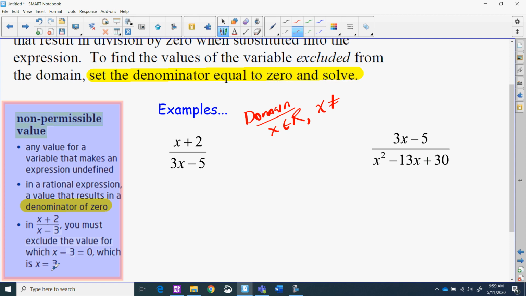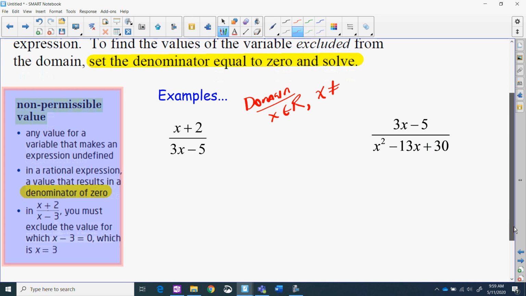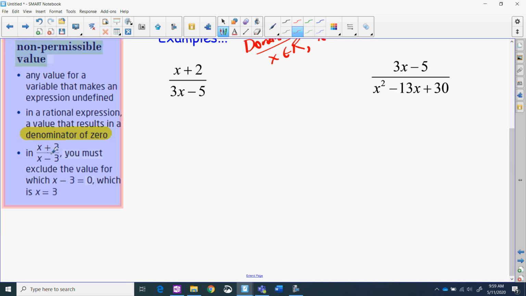So my non-permissible value would be that x could not equal, in this case over here, x could not equal 3. Now they're saying if x equaled 3, it would make the bottom 0. So the way you would write that as a non-permissible then is to say, given this rational expression here, x could be any real number, except x could not be 3. And this would be what we refer to as our non-permissible, or as I said, sometimes called a restriction.